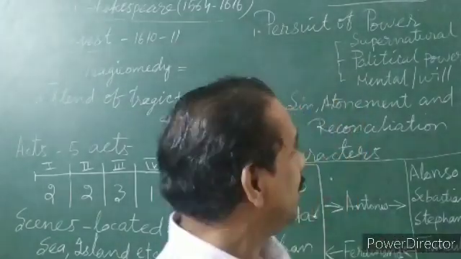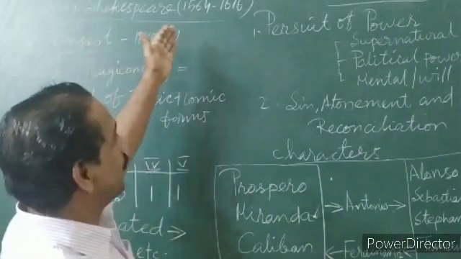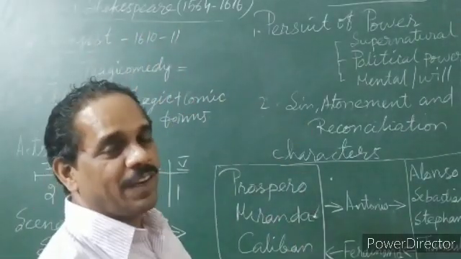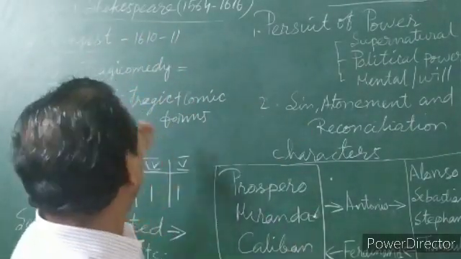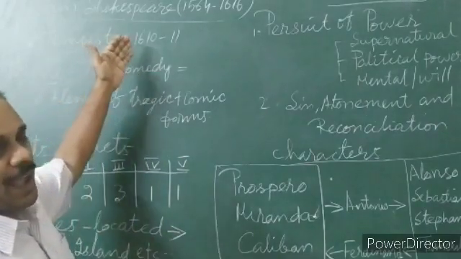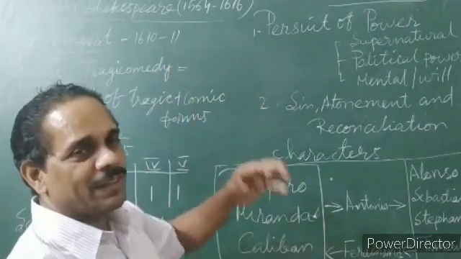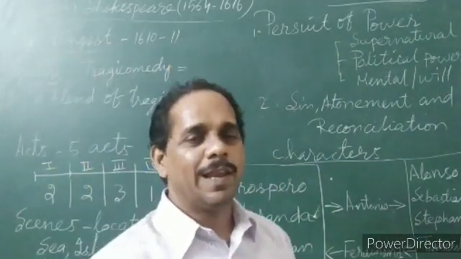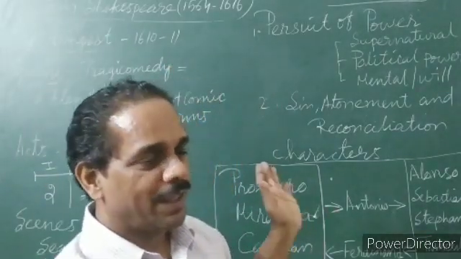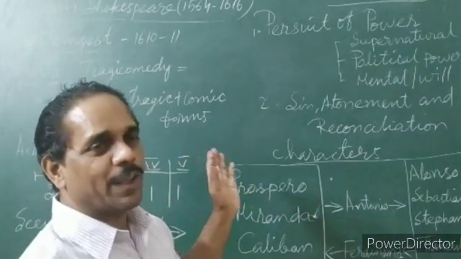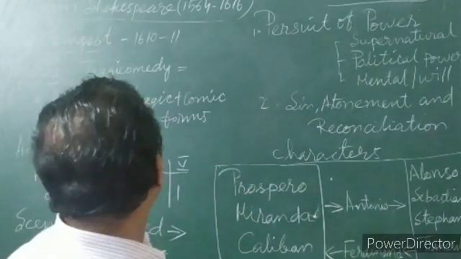So you know that Shakespeare lived from 1564 to 1616, and he wrote The Tempest either in 1610 or 11. That's a period between 1610 to 11. Therefore, this was the last drama he wrote alone.